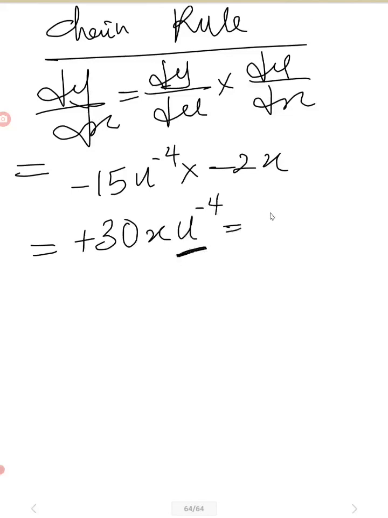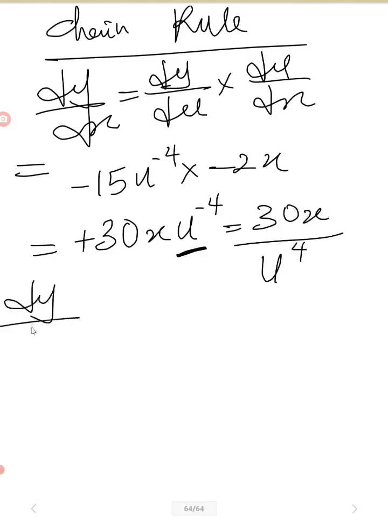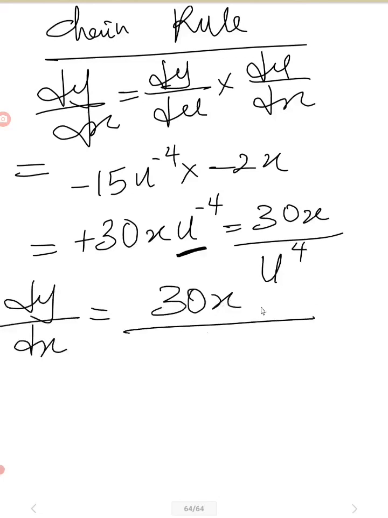Before we proceed, recall that this can still be solved by indices. We have 30x all over u raised to power 4. So our dy with respect to x should now be 30x all over, and our u has been labeled already, (6 minus x squared) all raised to power 4. This is just the answer.